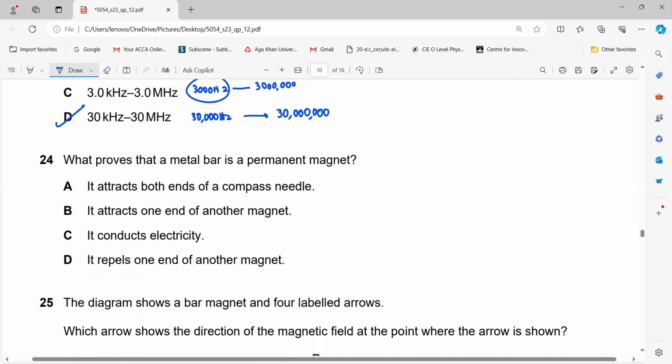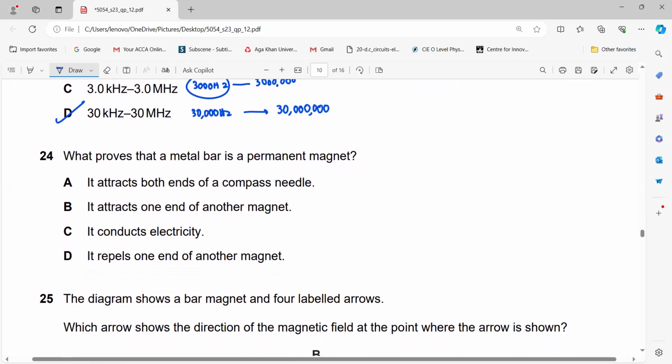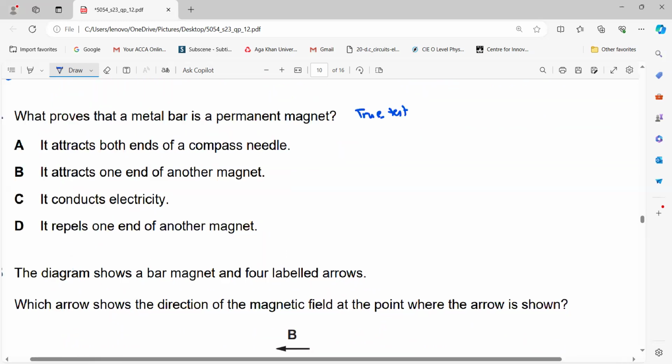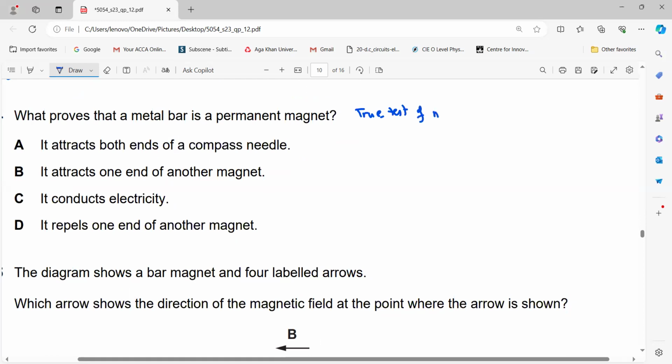Which proves that a metal bar is a permanent magnet? The true test of a magnet is not attraction, because you see we have items like soft iron. Soft iron, whether you take it to the north pole, it will get attracted, and when you take it to the south pole, it will also get attracted. So attraction is not the true test that the object is a magnet. The true test of magnetism is through repulsion.